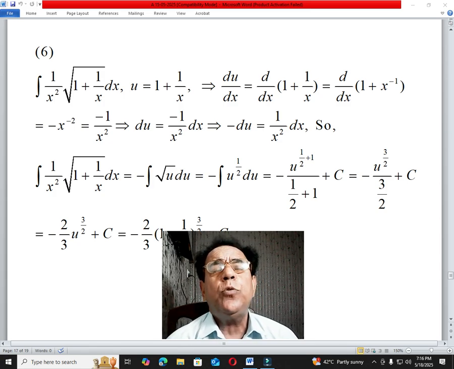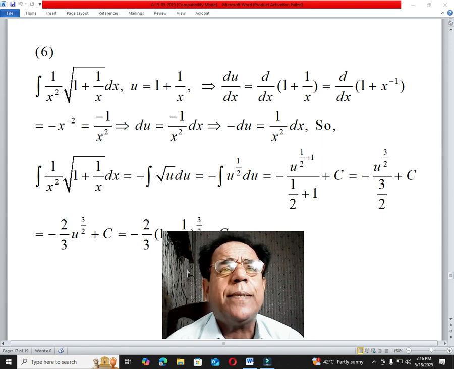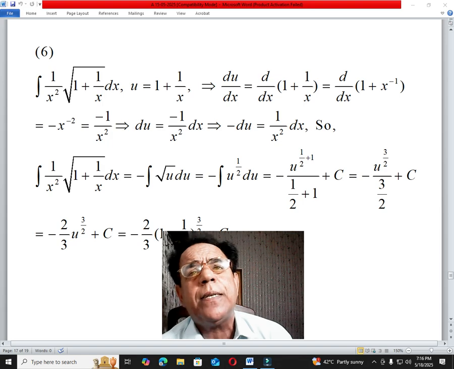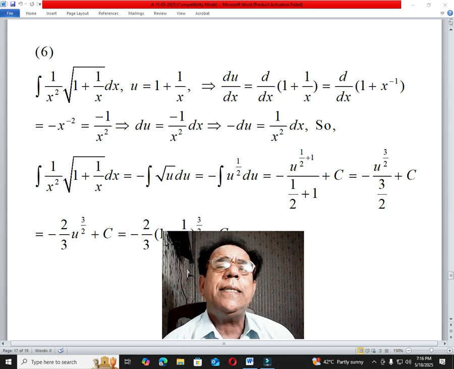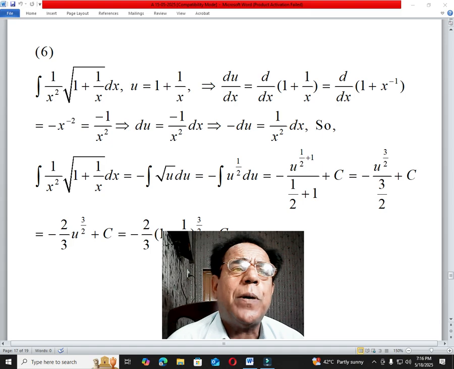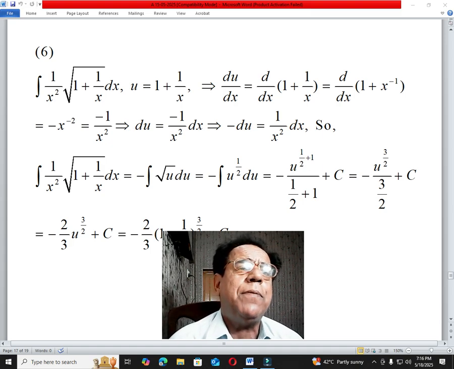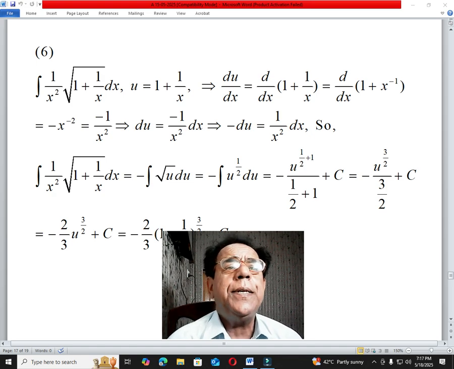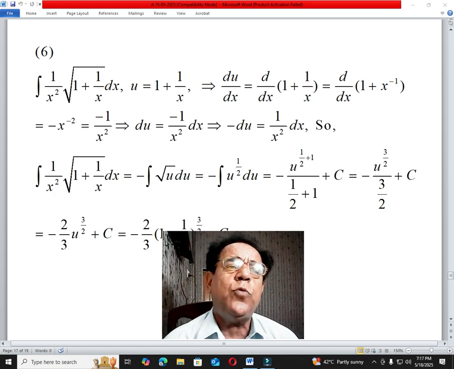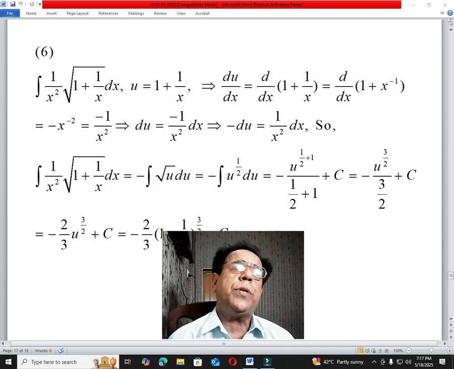Okay, so when u is equal to 1 plus 1 over x, du by dx will be equal to d over dx of 1 plus 1 over x. Here 1 over x is equivalent to writing x raised to power minus 1, so its differentiation will be equal to minus x raised to power minus 2, and this is equivalent to writing minus 1 over x square. Okay, so when du by dx is equal to minus 1 over x square, du will be equal to minus 1 over x square into dx.